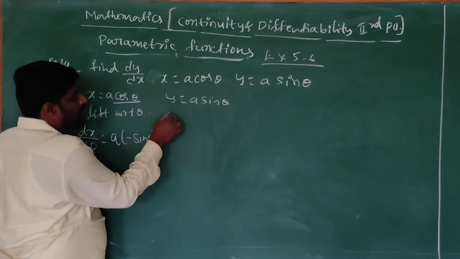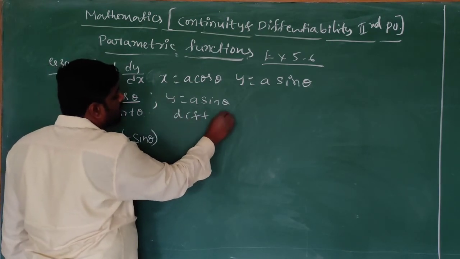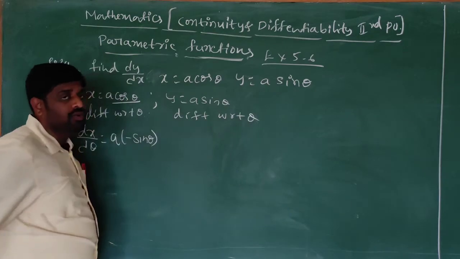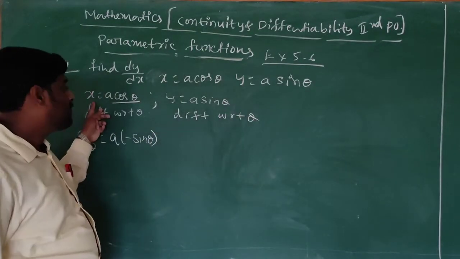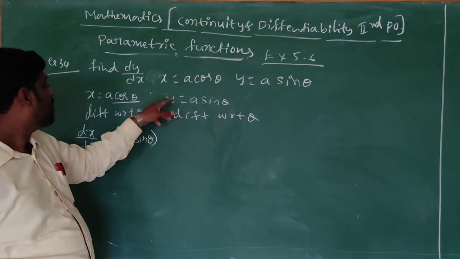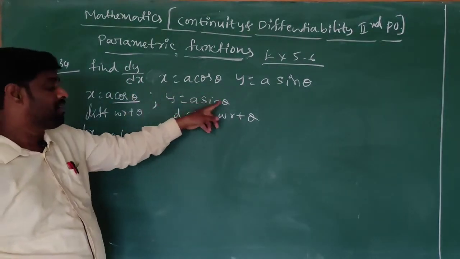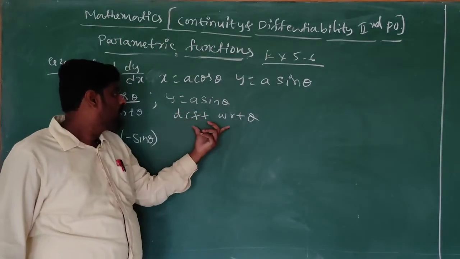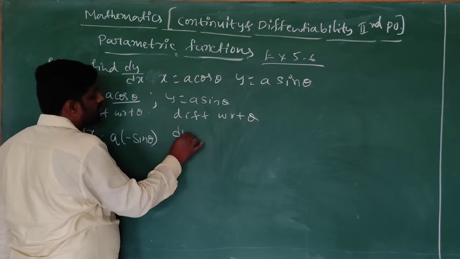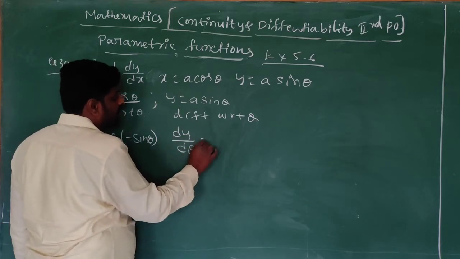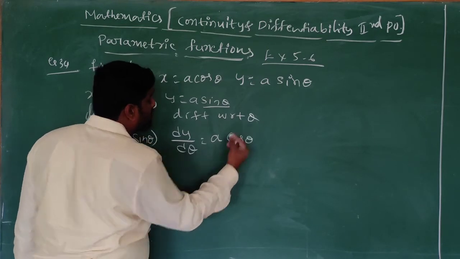Now y differentiation, differentiate with respect to theta. Sir, why should we differentiate with respect to theta only? Here x is one variable, y is one variable, and the linking variable for x and y is theta. That's why we are differentiating with respect to theta. So y differentiation is dy by d theta. A as it is, sin theta differentiation is cos theta.